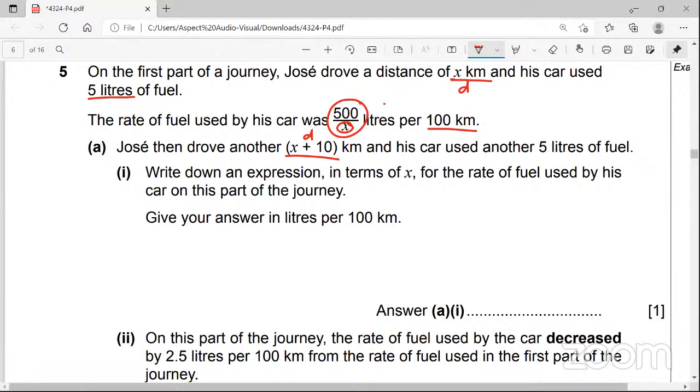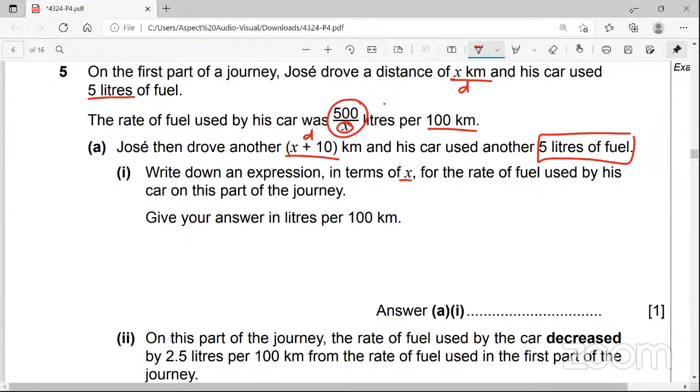Are you guys following? Okay. And his car used another 5 liters of fuel. So what do you see here? The amount of liters of fuel is exactly the same as the first part of the journey. You guys see that? Okay. And then now they are asking you, write down an expression in terms of X for the rate of fuel used by his car on this part of the journey. Give your answer in liters per 100 kilometers.